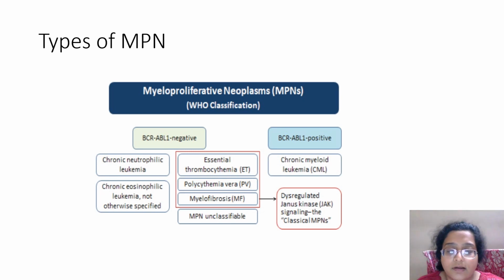So another table: what are the various types of MPNs that you can encounter? That was just for CML. So there will be BCR-ABL negative, that can be CNL, CEL, basophilic leukemias. Then there will be ET, PV, myelofibrosis, and MPN unclassifiable. Normally BCR-ABL positive is CML. Then you go for some other mutations like JAK2 and CALR mutations for these entities given over here, which I'll slowly take up as I move ahead. Okay.